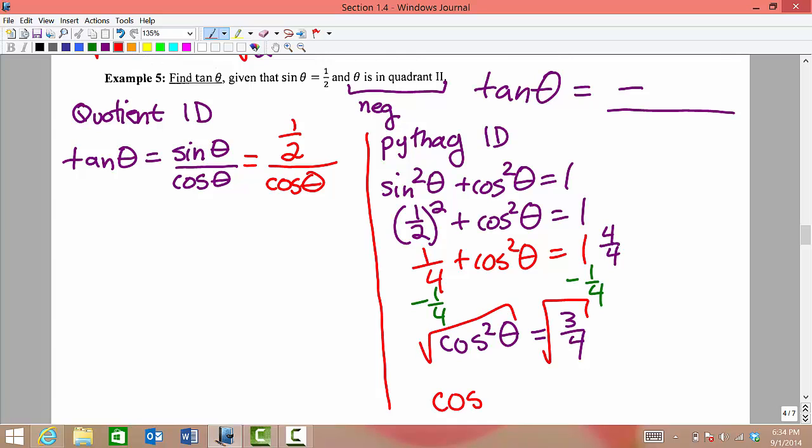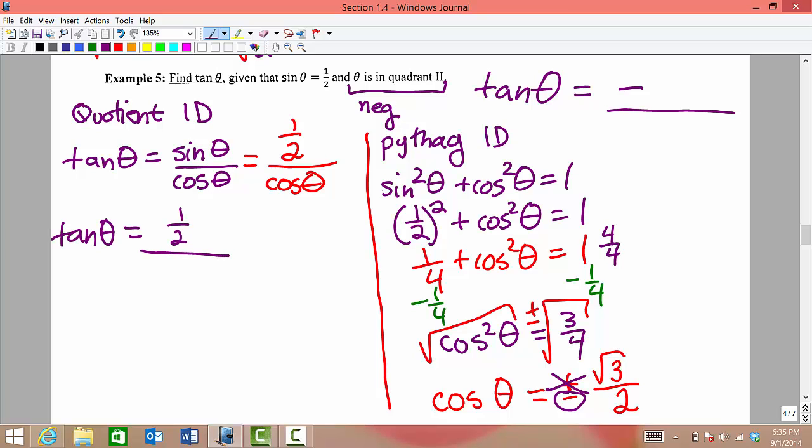That leaves us with cosine theta is equal to plus or minus, and we're going to simplify this, the square root of the top divided by the square root of the bottom. The square root of 4 would be 2. Now we are working in quadrant 2, and in quadrant 2, cosine is negative. So now we know that tangent theta is equal to 1/2 divided by our cosine value, which is negative square root of 3 over 2.